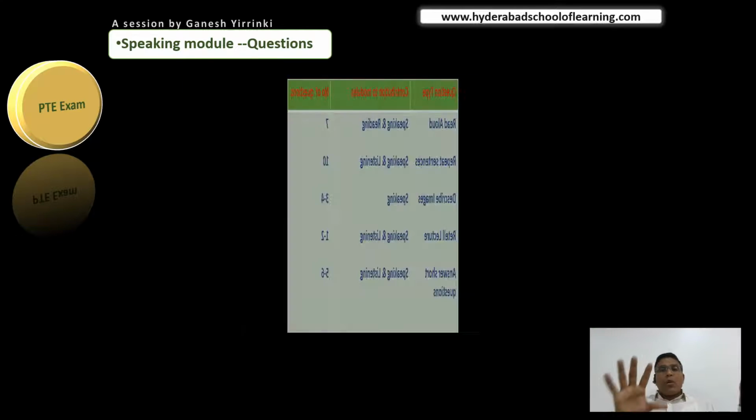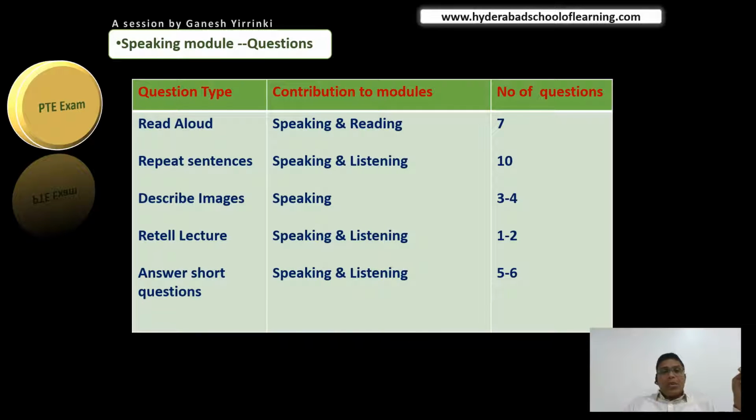In the speaking module, we have got five questions. And the questions that we have in speaking module are what? Read aloud, repeat sentences, describe images, retell lecture, answer short questions. In this exam, the read aloud question contributes towards speaking and reading modules. This is one such exam, which is definitely interesting. Of course, contributions from one module can contribute to your score in the other modules, which is definitely an advantage.